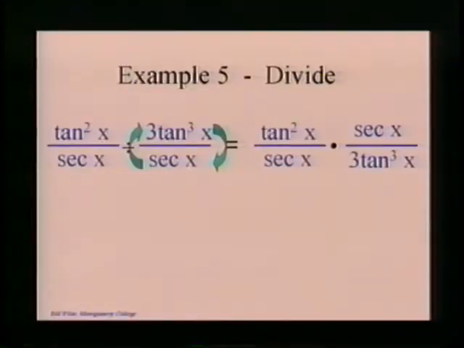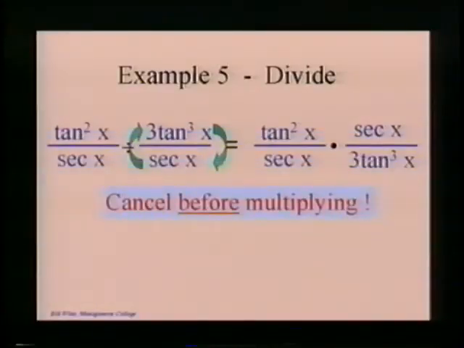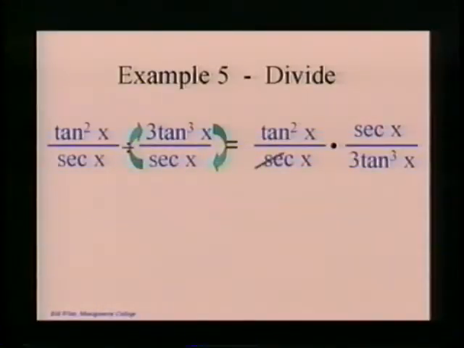Okay? Can we cancel anything? Always cancel before we even think about multiplying. The secants, they're out of here. And I see some cross-canceling with the tangent squared and the tangent to the third. If I do it, that's going to leave me with just one tangent, or tangent to the 1st, in the bottom.